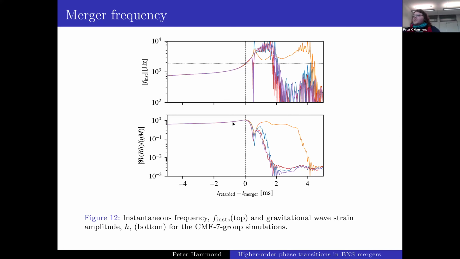So by matching that in time, you say, okay, this is where the merger happens. So what frequency do I hit the merger? In here, it's about 1.9 kilohertz, which is what I call our merger frequency. This is the instantaneous frequency, basically just the time derivative of the phase of the signals.